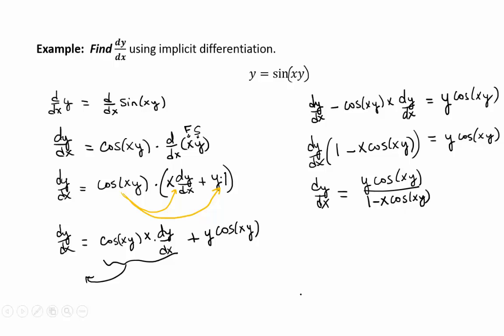Okay, so if we were asked what's the slope of whatever this crazy curve is, which I don't know, but if we were asked for the slope when x is 1 and y is 1, we could find that.